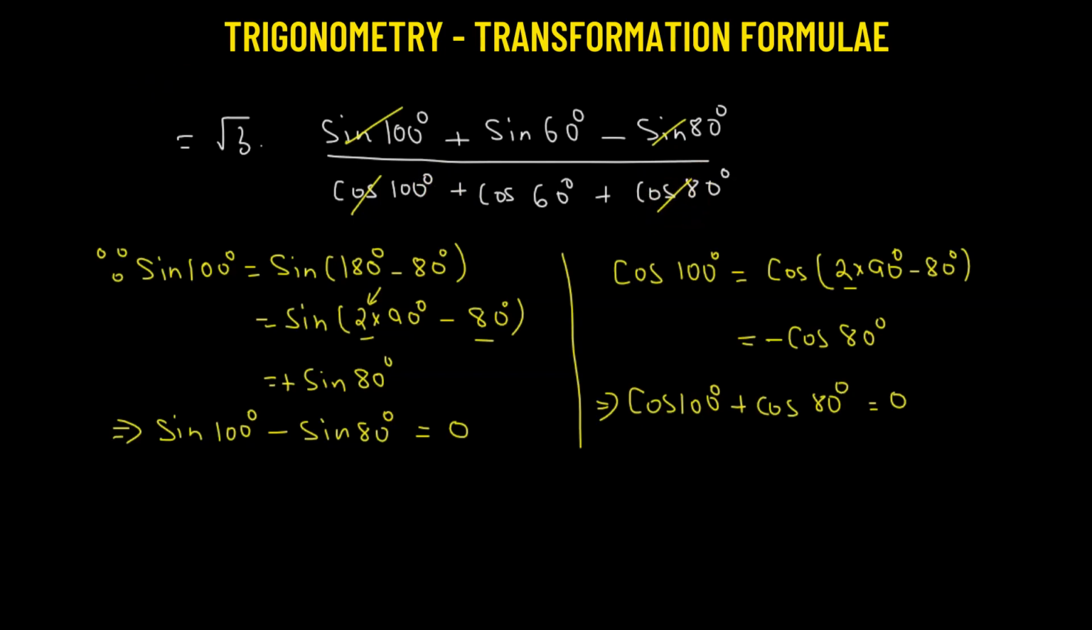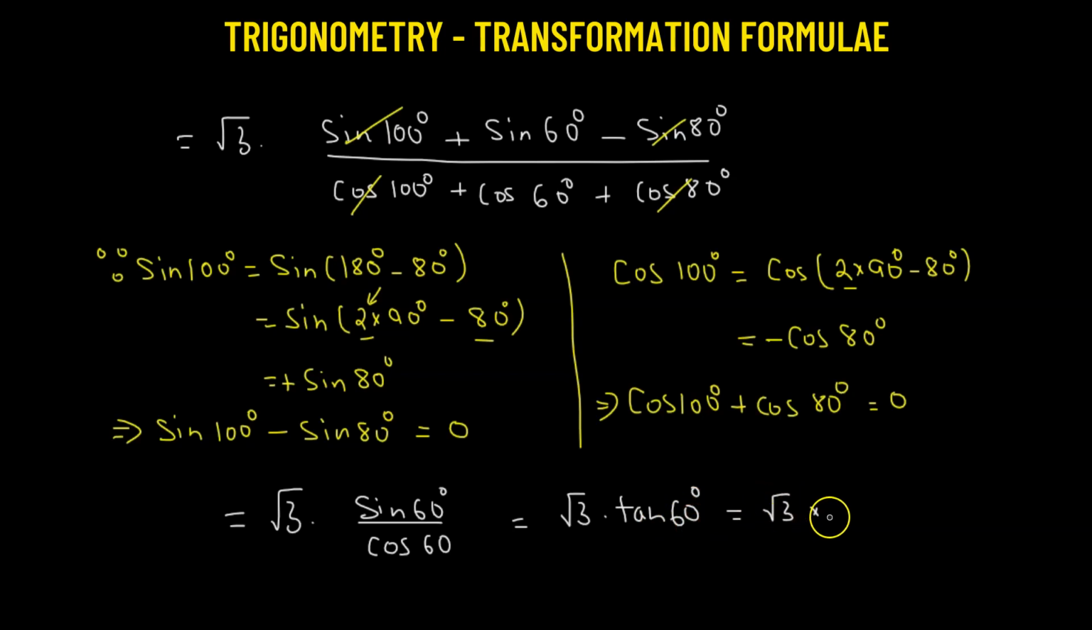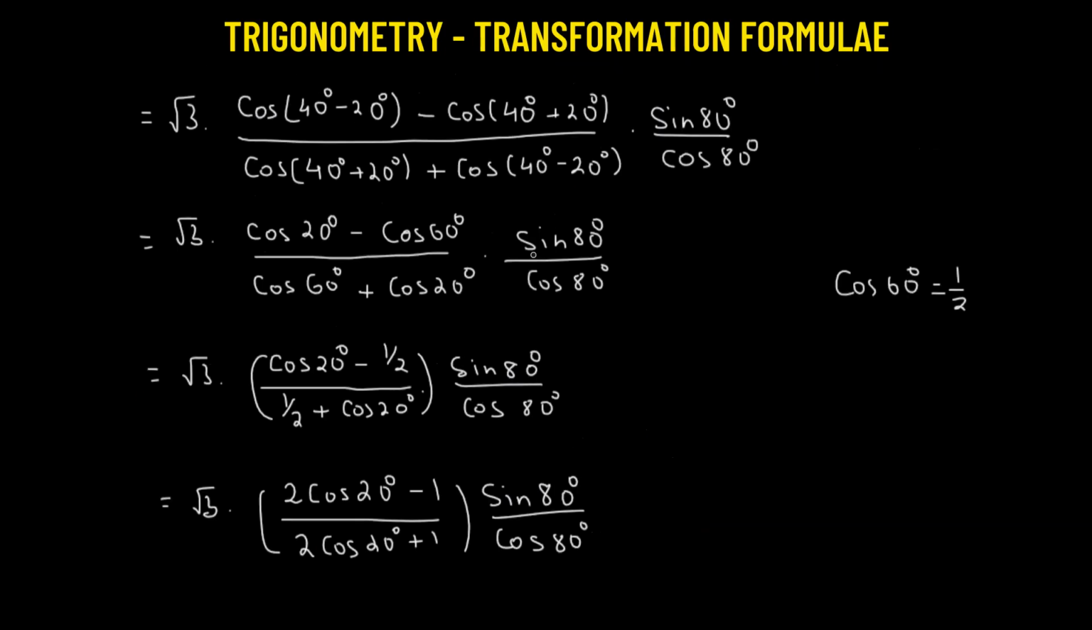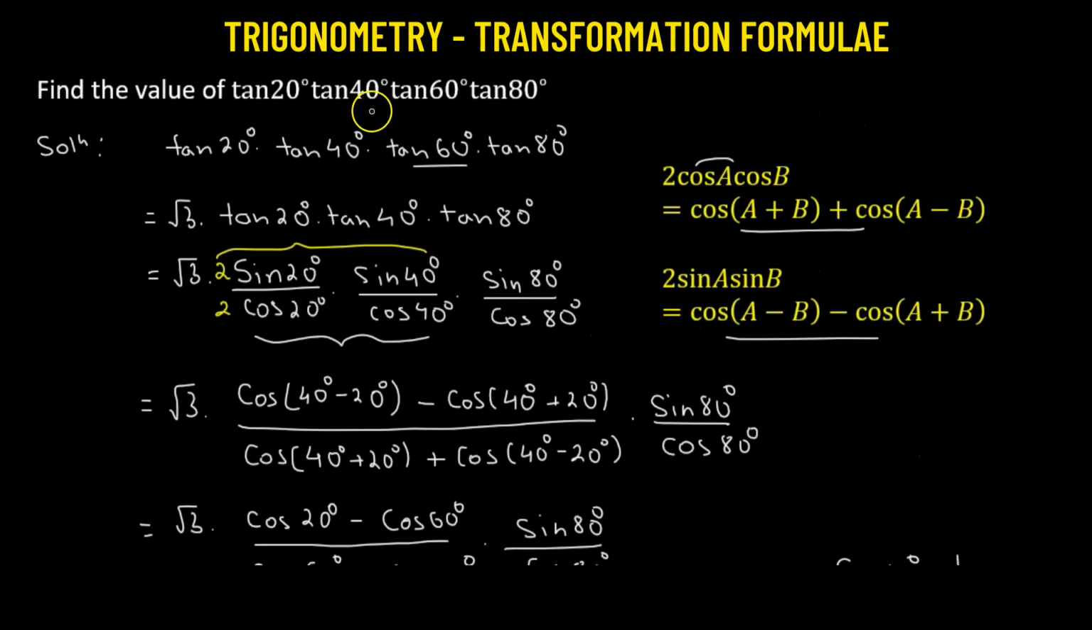Now we are left with square root of 3 multiplied by sine 60 in the numerator divided by cosine 60 in the denominator. So sine over cosine, this ratio is nothing but the tangent function. So we have tangent of 60 degrees. Now tangent of 60 degrees, that value is square root of 3. So we have square root of 3 times square root of 3, which gives us the value 3. So finally, we have obtained the value of the given trigonometric expression, tangent of 20 degrees times tangent of 40 degrees times tangent of 60 times tangent of 80 degrees, and that comes out to be equal to 3.